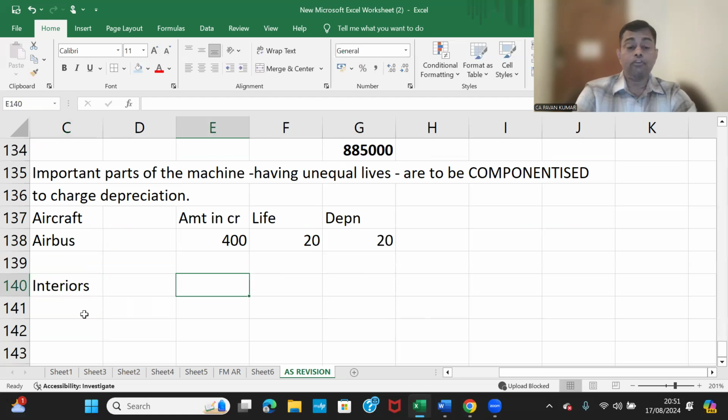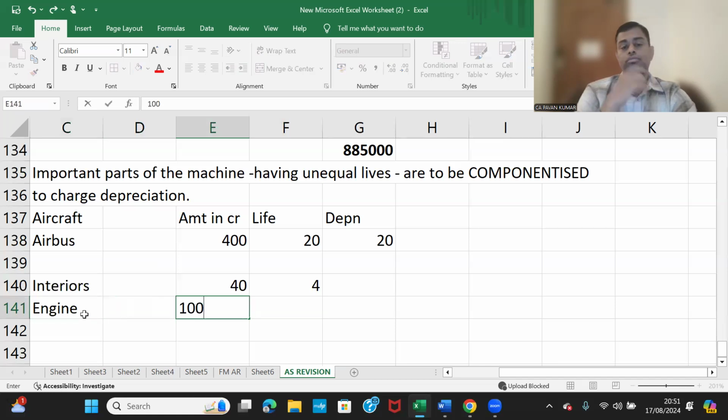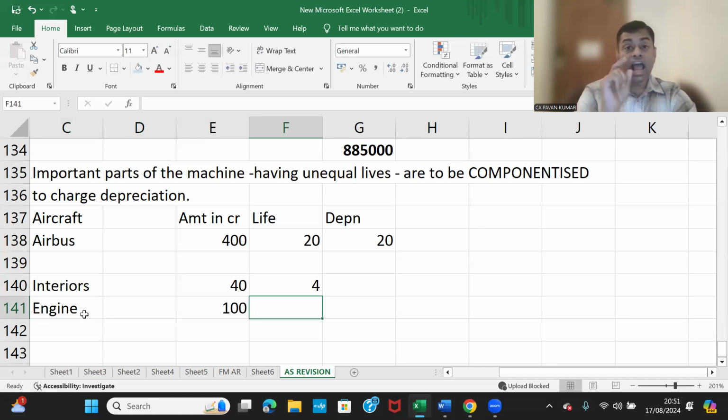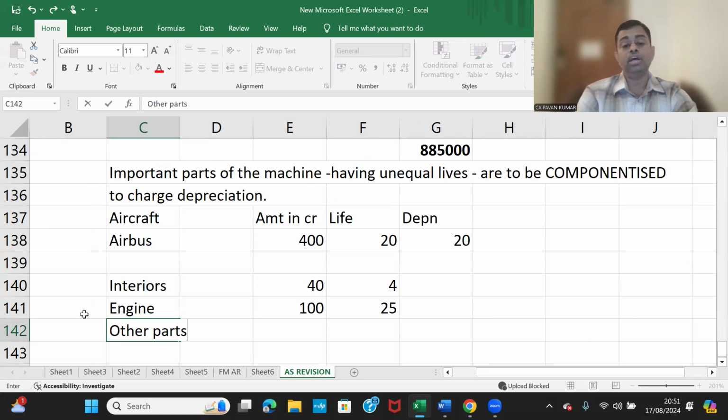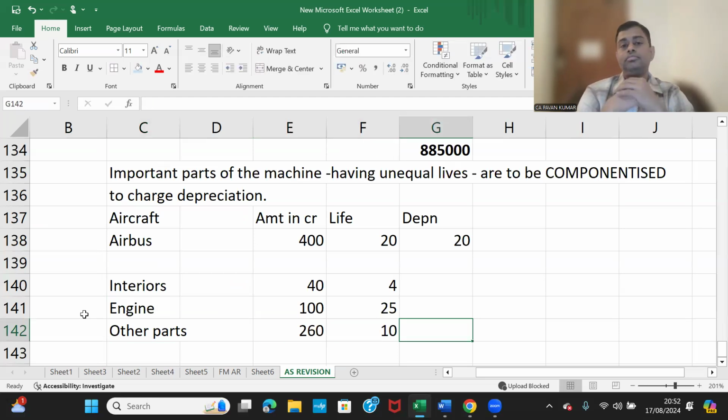Interiors are 40 crores. They will be replaced every 4 years. Then engine, 100 crores. It has an economic life of 25 years. Other parts of the Airbus, 260. This has a life of 10 years.